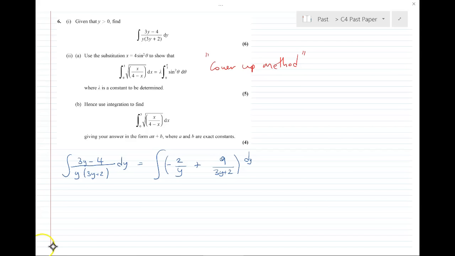Now we can just integrate that, so that's equal to minus 2 ln y plus 9 over 3, because it's 3 there, ln 3y plus 2. It's told us that y is greater than 0, so please, I've not looked at the mark scheme carefully enough, but we do not want to see a modulus sign, plus c. And I think we better write that out. We could combine these in one log, but it won't matter if we don't, so I'm not going to.